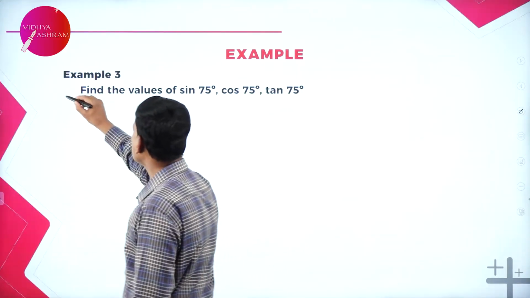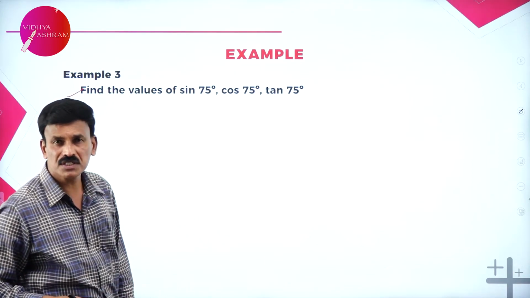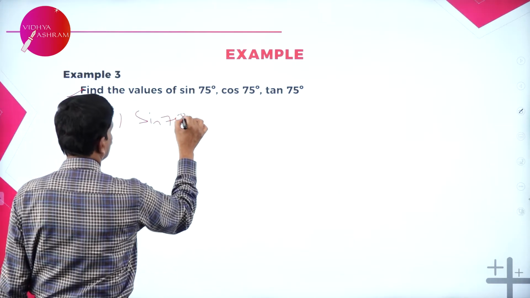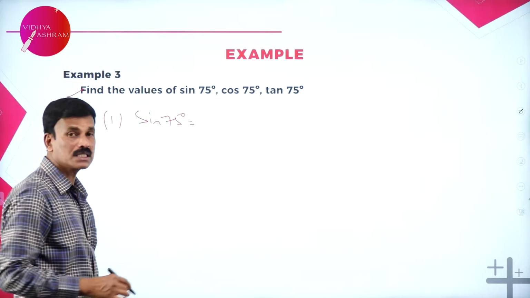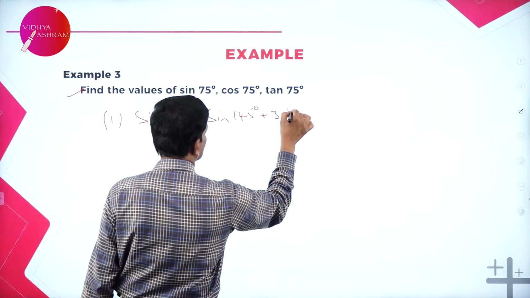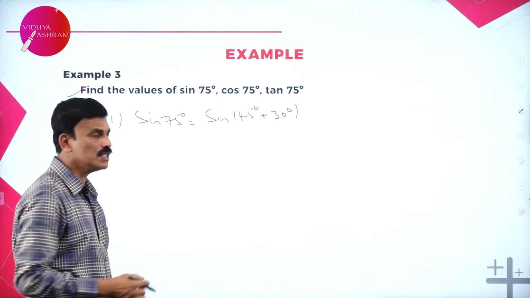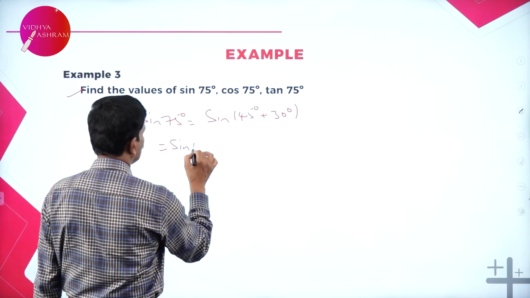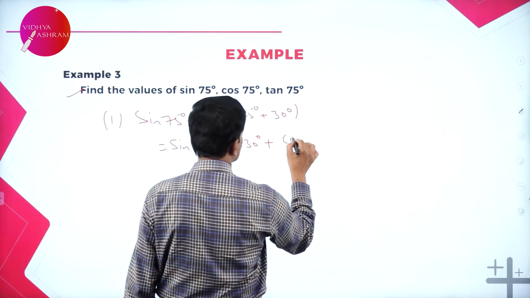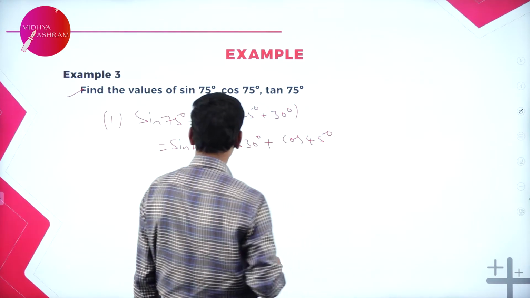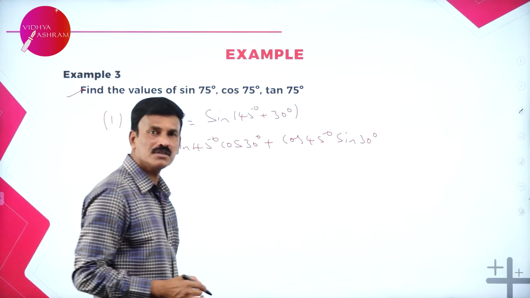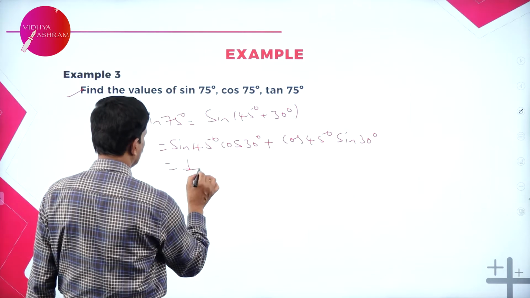That's it. Come to the next problem: sin 75, cos 75 and tan 75. Let us come to the first one. Sin of 75. 75 can be written as 45 plus 30, so this is sin(45+30). Now this is of the form sin(A+B). What is sin(A+B)? Sin A cos B plus cos A sin B. Substitute the values. What is sin 45? 1 by root 2.